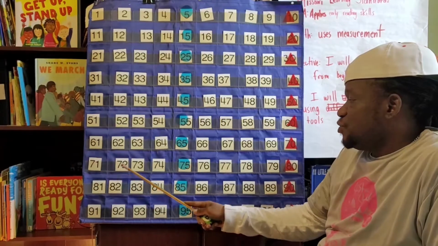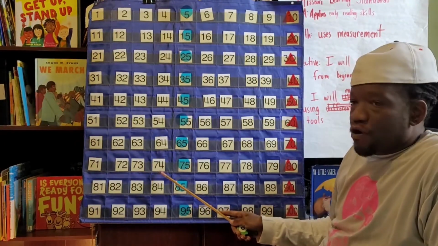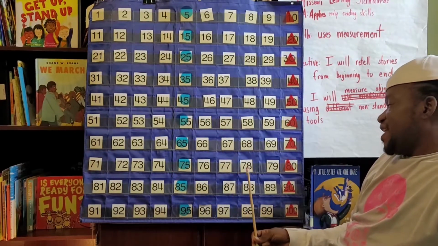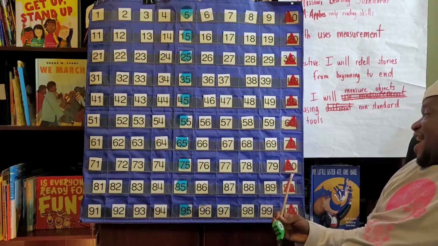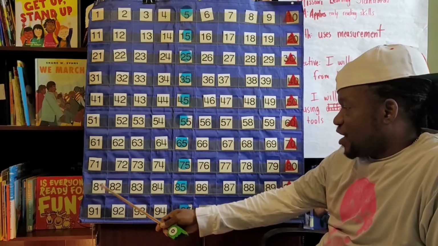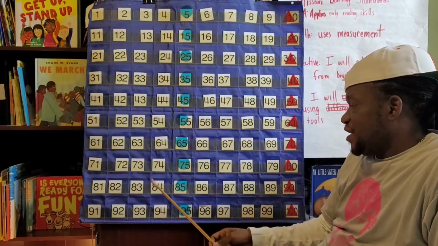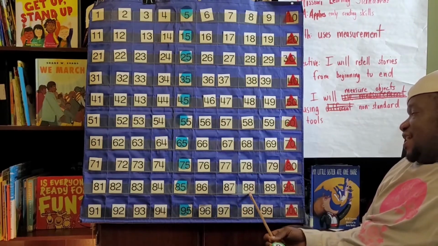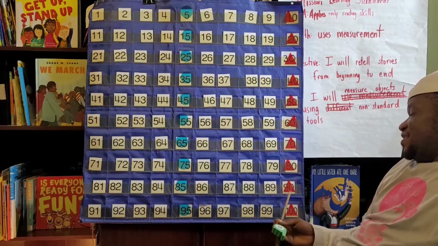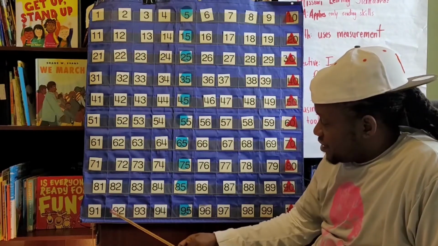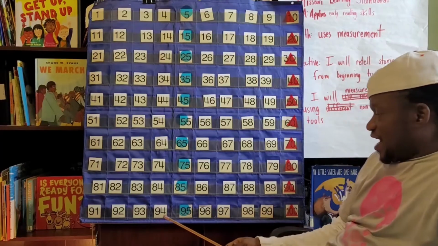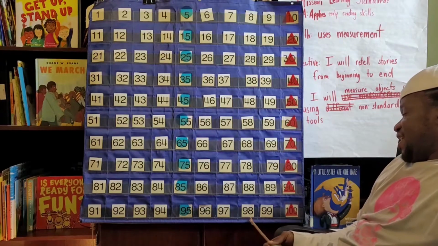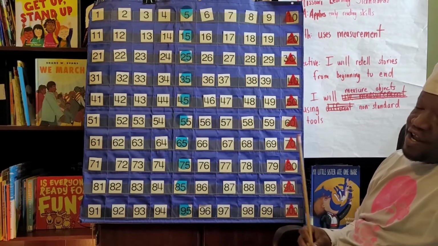71, 72, 73, 74, it's like a pattern, right? Let's repeat. 75, 76, 77, 78, 79, 80, 81, 82, 83, 84, 85, 86, 87, 88, 89, 90, 91, 92, 93, 94, 95, 96, 97, 98, 99, 100.